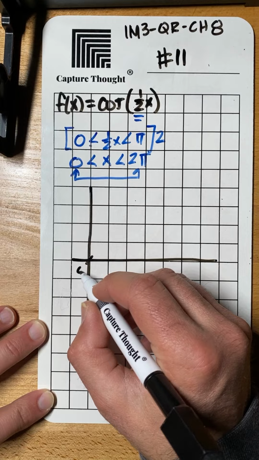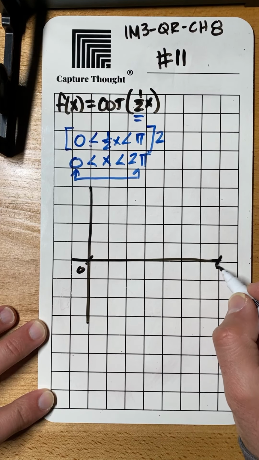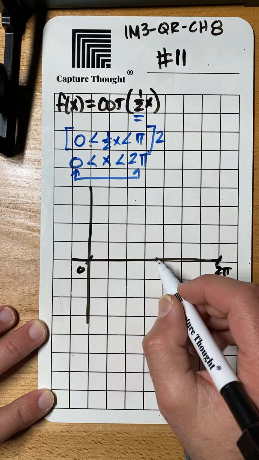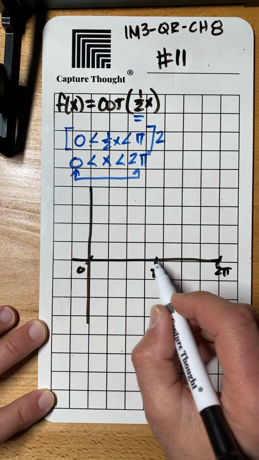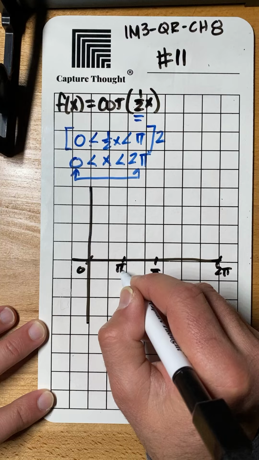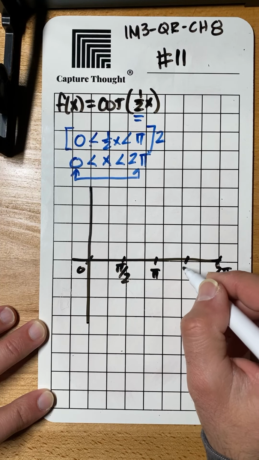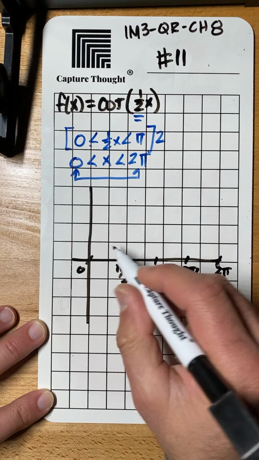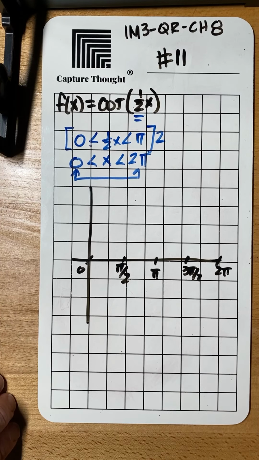So here's 0, and I'll put 2 pi right here. So halfway in between right there is pi. Halfway in between that looks something like pi over 2. And then this one will be 3 pi over 2. So 1, 2, 3 pi over 2. Okay, so I've got two consecutive asymptotes here.